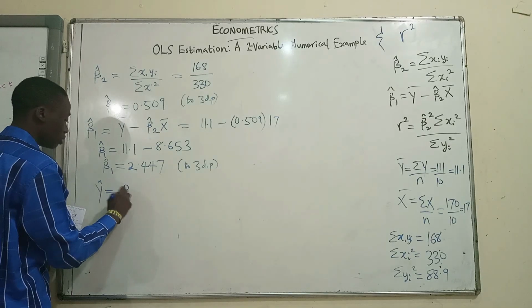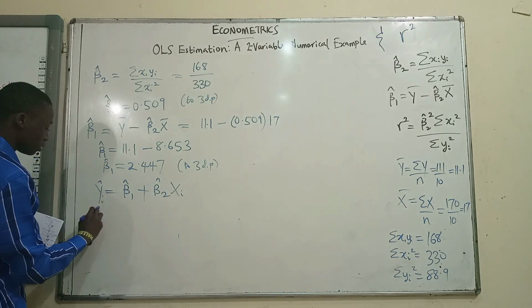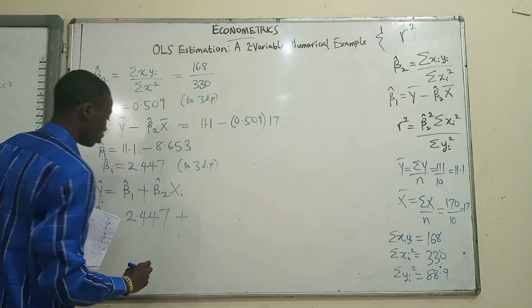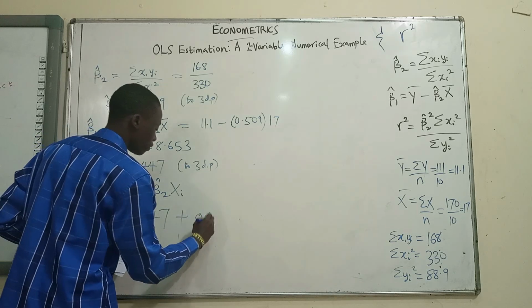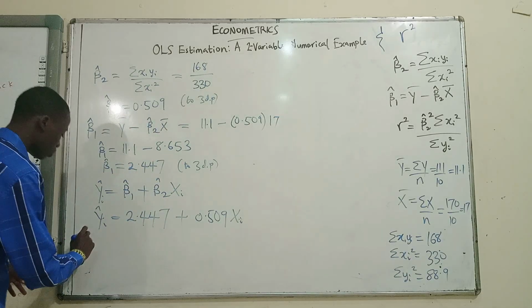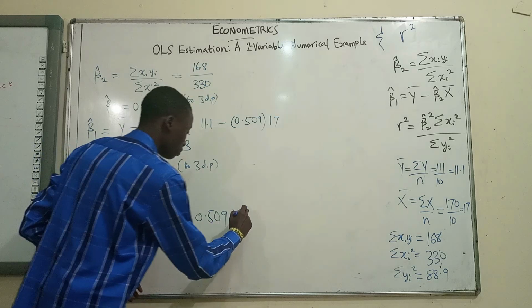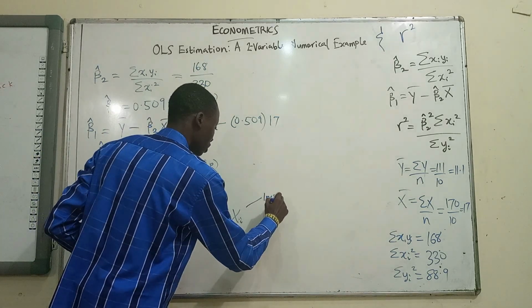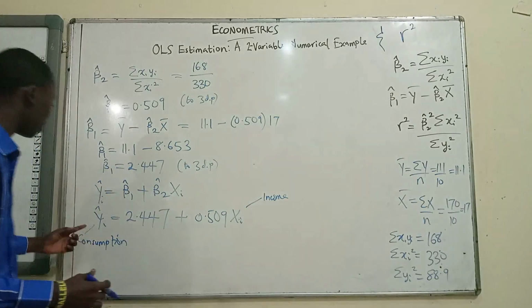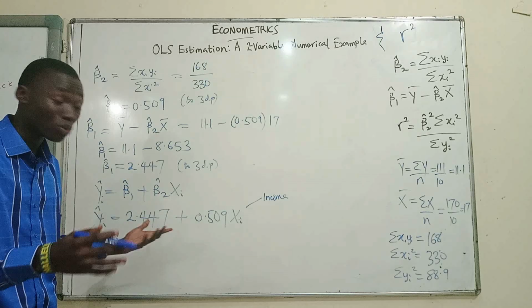Regression function is this, and this will be 2.447 plus 0.509 x. And with this regression function, we know that y is the consumption and x is the income. So this shows us that if income say increases by 1 naira, then consumption will be increasing by 0.509 naira. That's roughly 51 kobo.